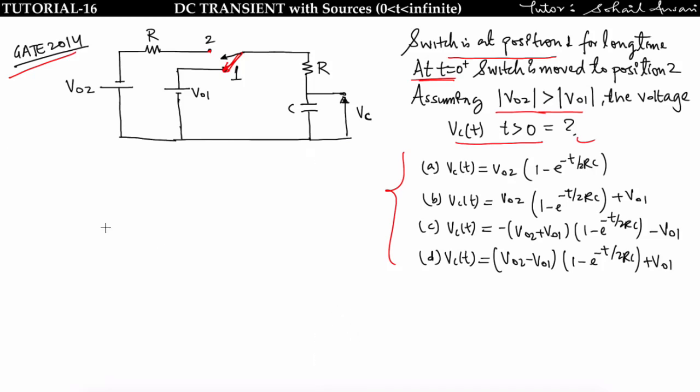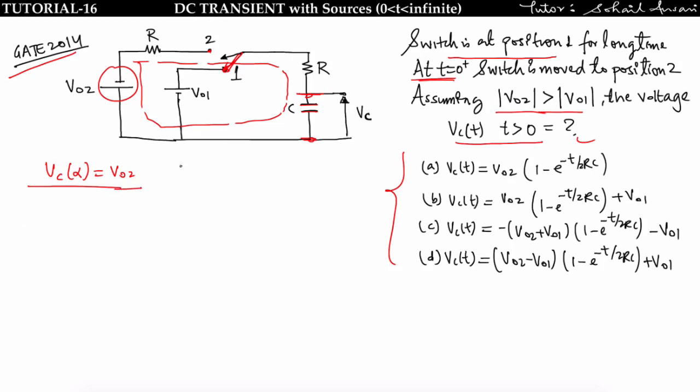Now see, at t is equal to 0 plus, this switch is moved to position 2, means at t is equal to infinite, this network is at a steady state. So the capacitor will get open circuited, and the voltage across the capacitor is nothing but the source voltage, that is equal to V of 02. So Vc of infinite is equal to V of 02. See, here I will take only magnitude. Why? Because the polarity of the voltage across the capacitor is not given in the question, so I will take only magnitude.